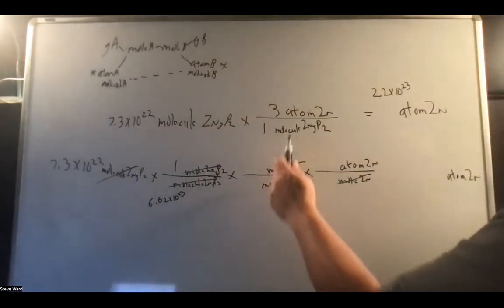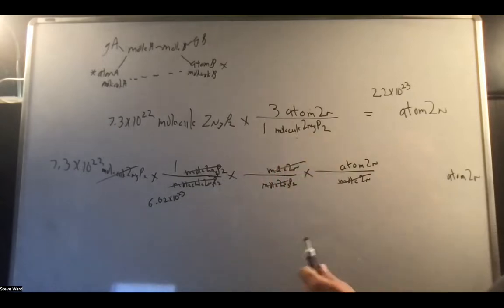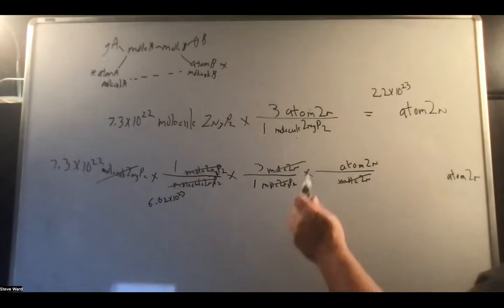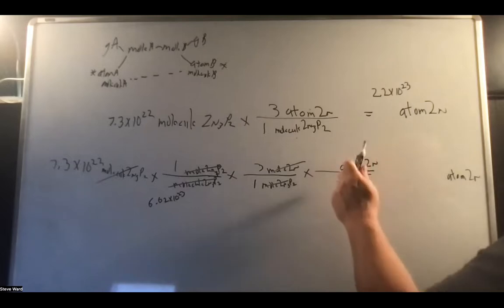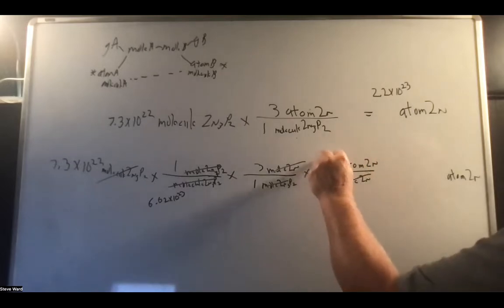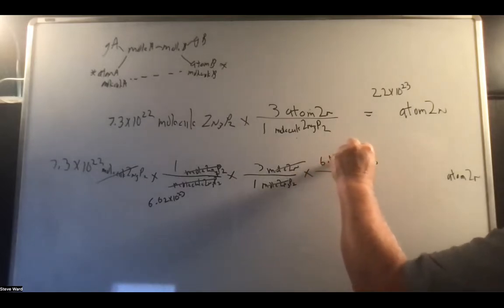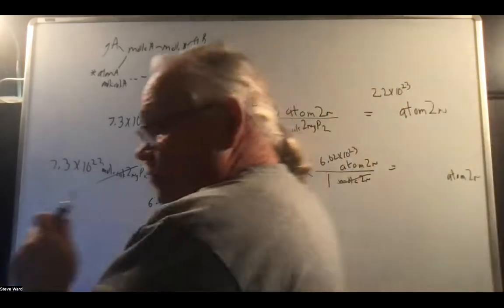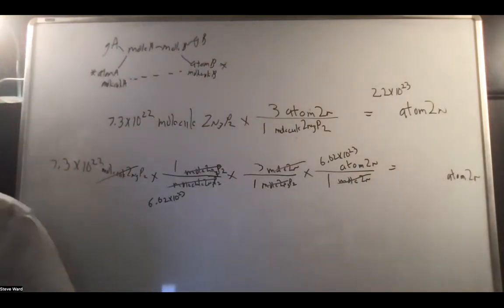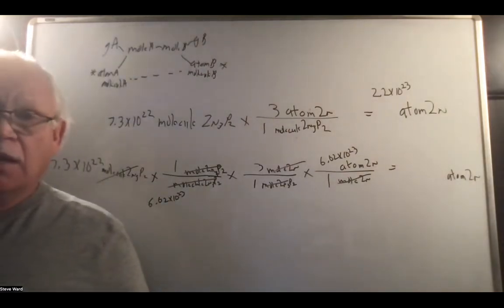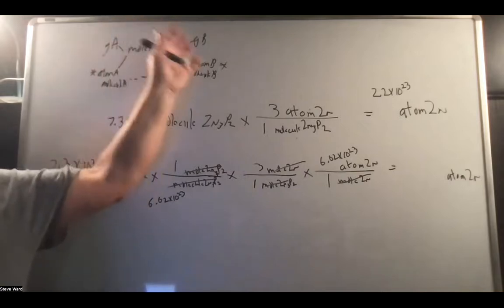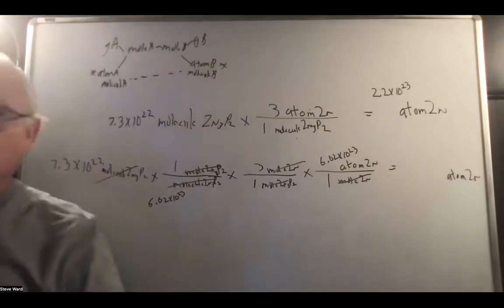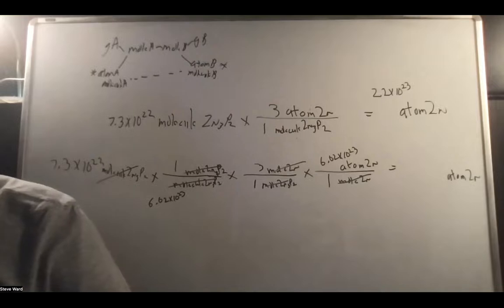Where do I get the numbers to go from moles to moles? I count 3 atoms of zinc, or 3 moles of zinc per 1 mole of zinc phosphide. How do I get the numbers to go from moles to atoms? 6.02 times 10 to the 23rd atoms per 1 mole. And notice we get the same answer. So which way's best? If you like going the long way, you can, or you can use the shortcut. Whichever one works best for you.